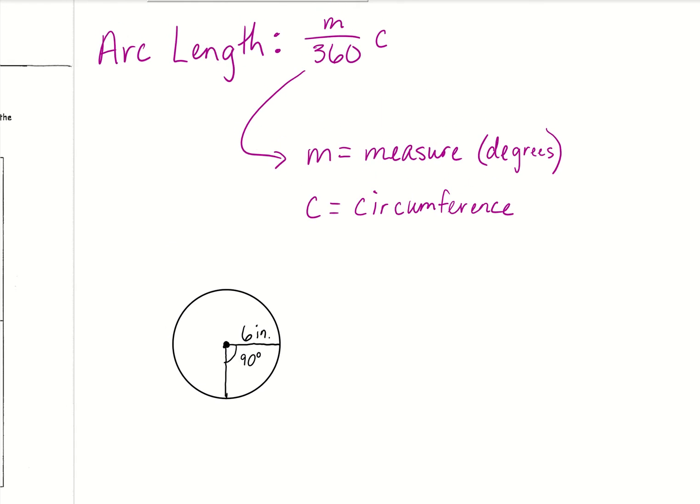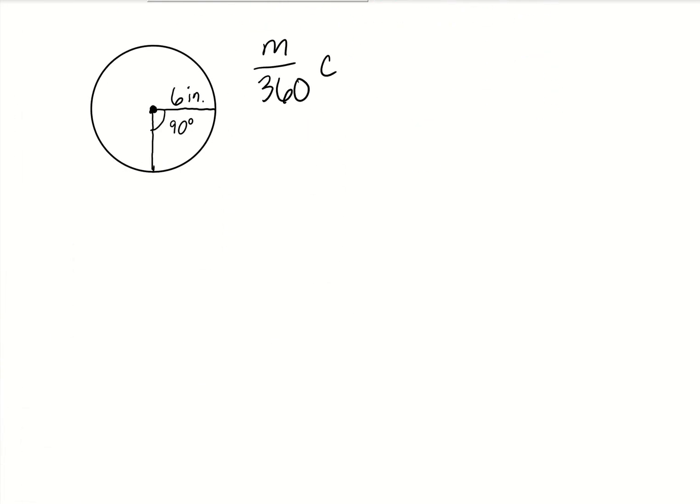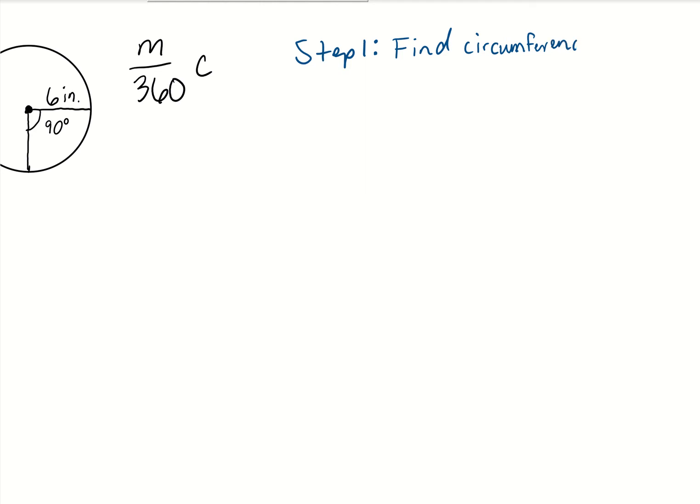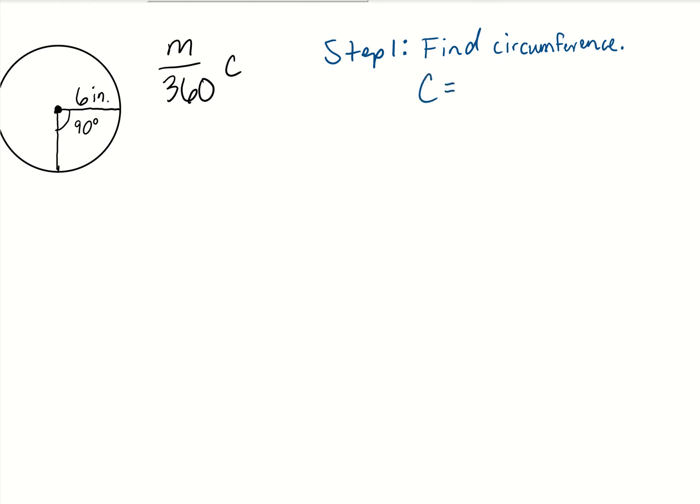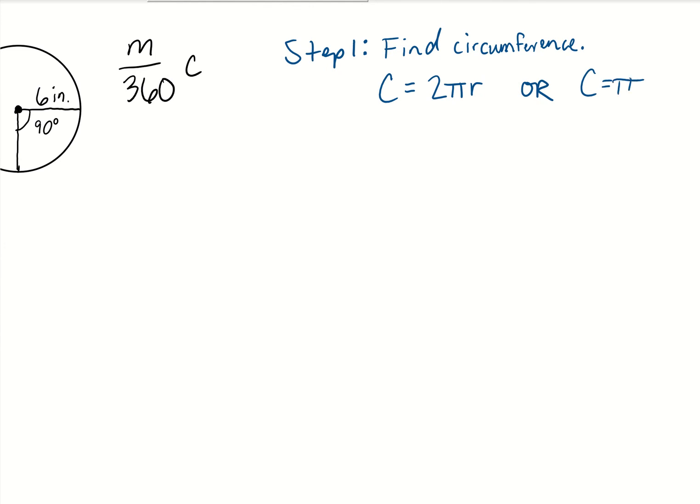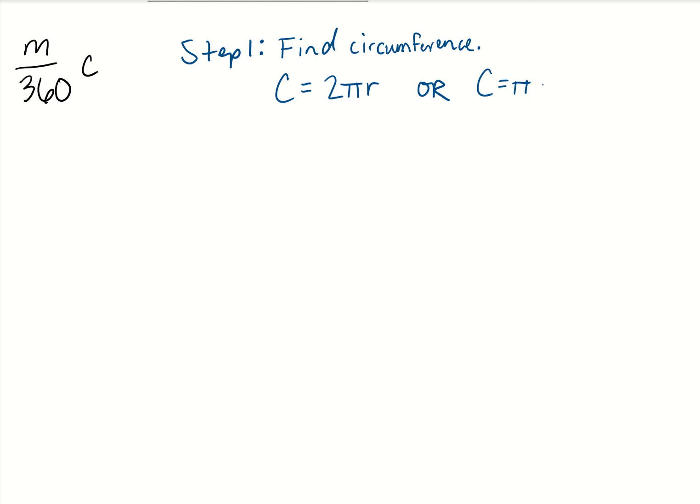Just for reference, I'm going to have this formula written right here for us to look at while we work. Our first step, step 1, is that we want to find the circumference. Sorry, that was not great handwriting. Let me rewrite that. Now, to find the circumference, you are going to use one of two equations. Circumference can either be 2 pi r, or circumference equals pi times the diameter.